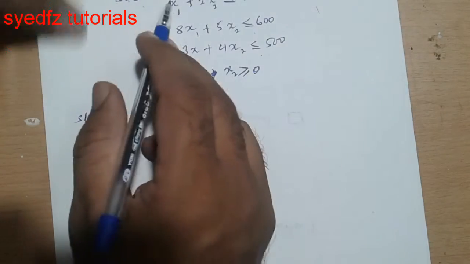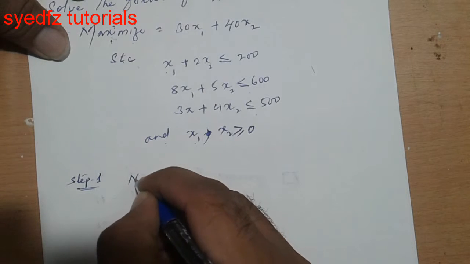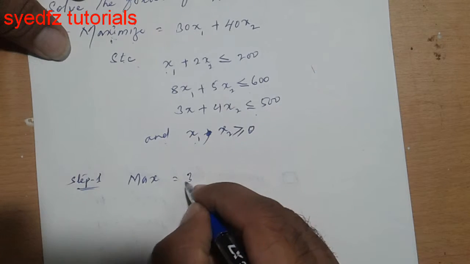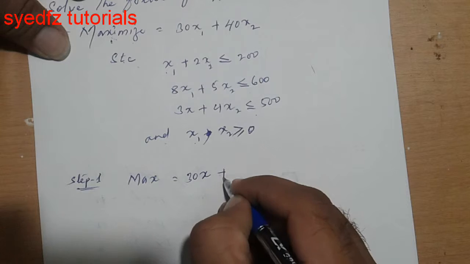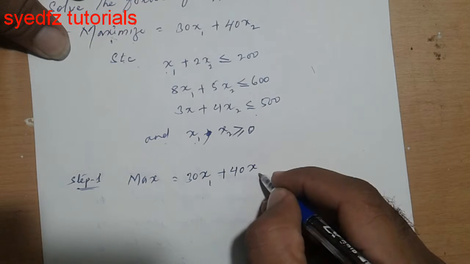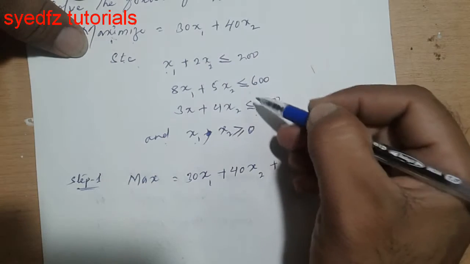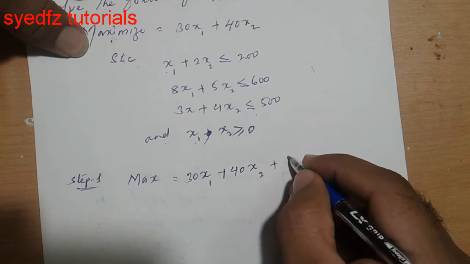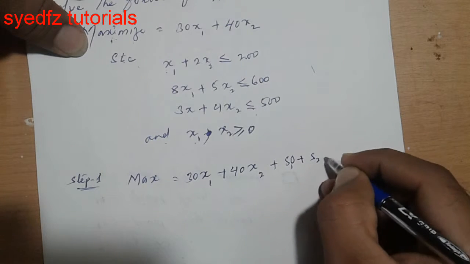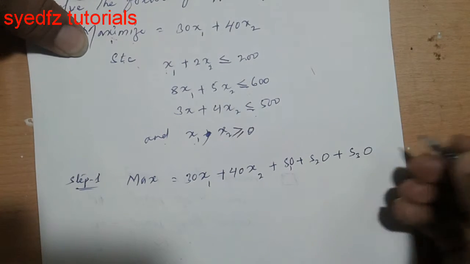Okay, what is the objective? Maximize: Max Z is equal to, what is the equation, 30x1 plus 40x2, subject to constraints. There are 3 constraints, 1, 2, 3. So take s1, s2 and s3 as slack variables.